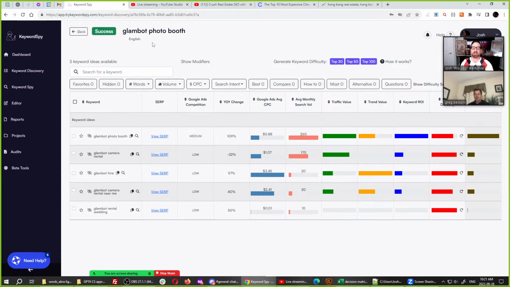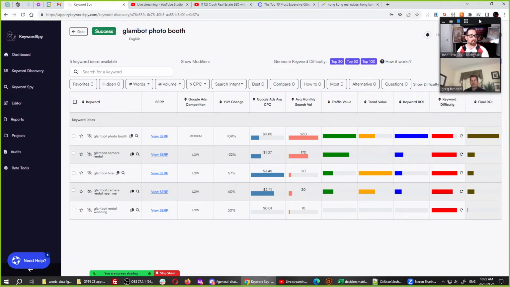So this is a very small, laser-focused keyword discovery report, and it's telling me what's up this year. This is 109% up, this Glambot photo booth, whatever it is. It'll show you how much money is behind it. It'll show you the searches, and then it'll give you a keyword return on investment. And ROI is very important to pay attention to, because at the end of the day, you want the return on investment. We don't want to be building for keywords that have a very low return on investment. We want to be ranking for these keywords that have a high return on investment.